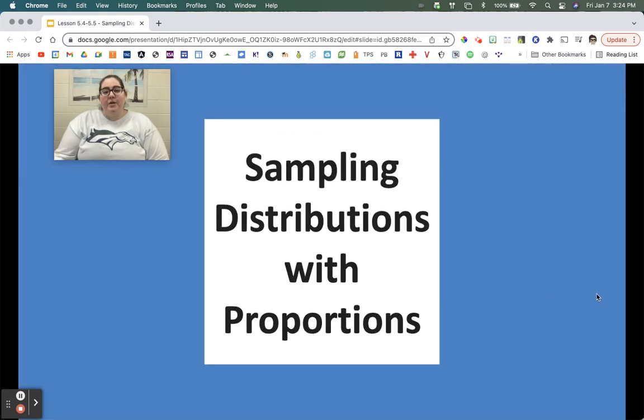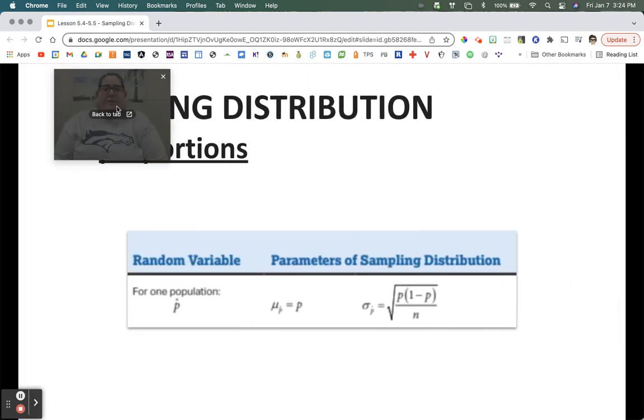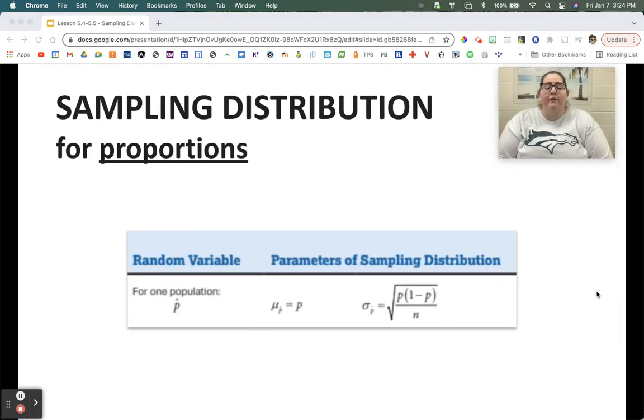But today's problems are going to be all about dealing with categorical data, meaning that we're talking about the proportion of something. So what proportion of people have brown hair, what proportion of people can drive a car: categorical data, and proportions. So first, I want to draw your attention to our formula chart, which gives us these couple of pieces of information.